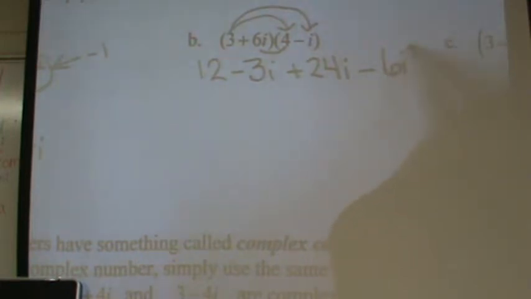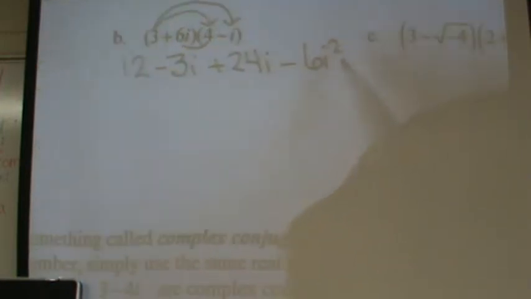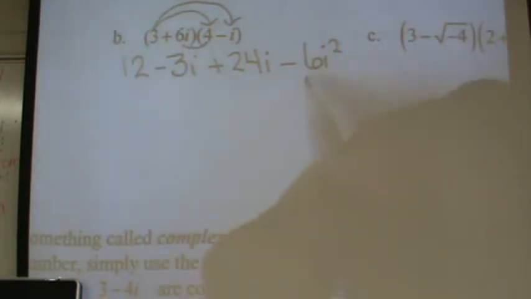minus 6i squared, right? Okay, so what would you do? Simplify. Simplify what? Negative 6i squared. What's this equal to? 6. Because i squared is negative 1, and negative 1 times negative 6 is 6. So this whole thing is really 6.